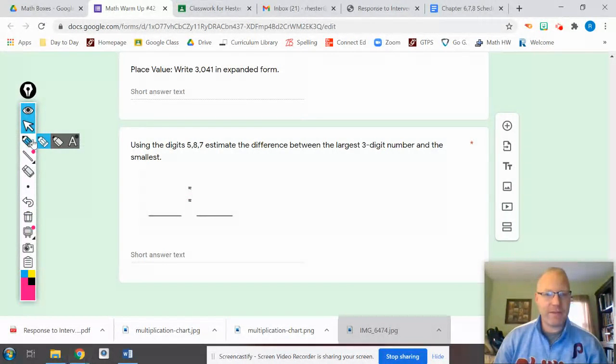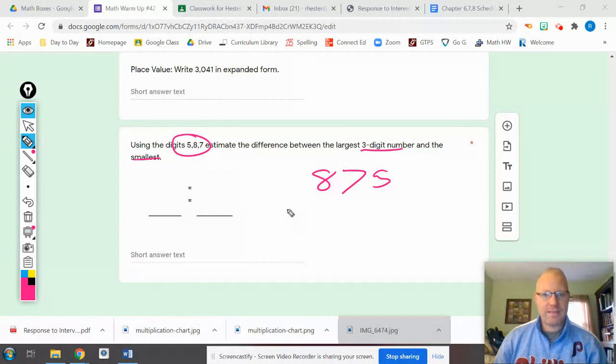Use the digits 5, 8, and 7 to estimate the difference between the largest 3-digit number and the smallest. So what's the largest number you can make with this? Start with the biggest number, 8. Next to the biggest number, 7, 5. And then it says the difference between that and the smallest. Well, the smallest would be 578.